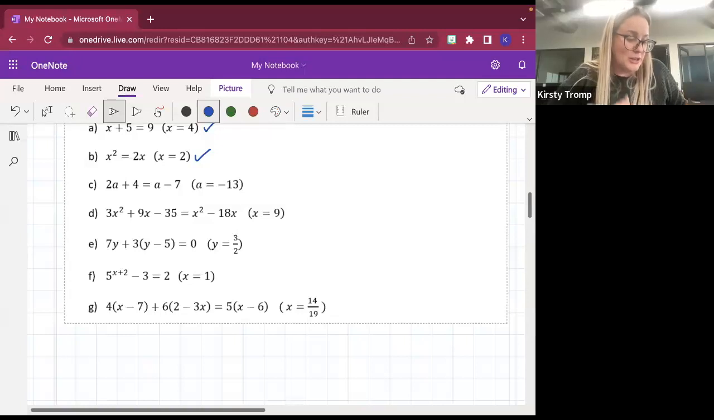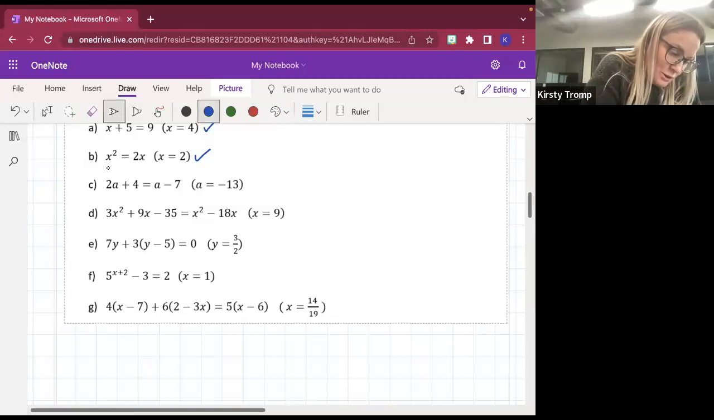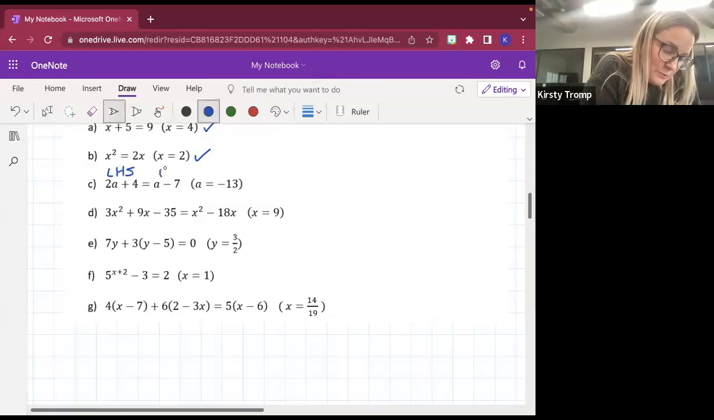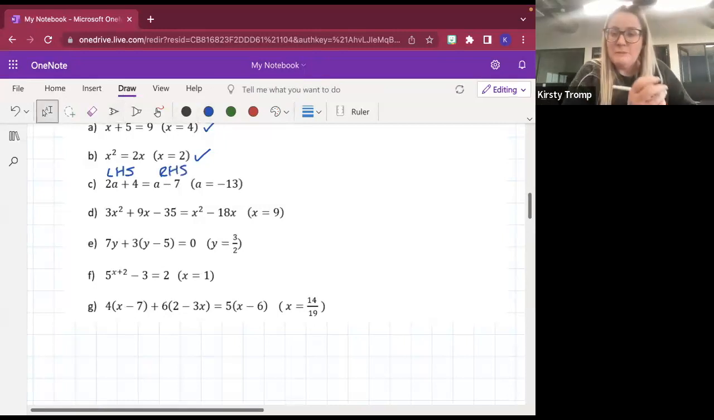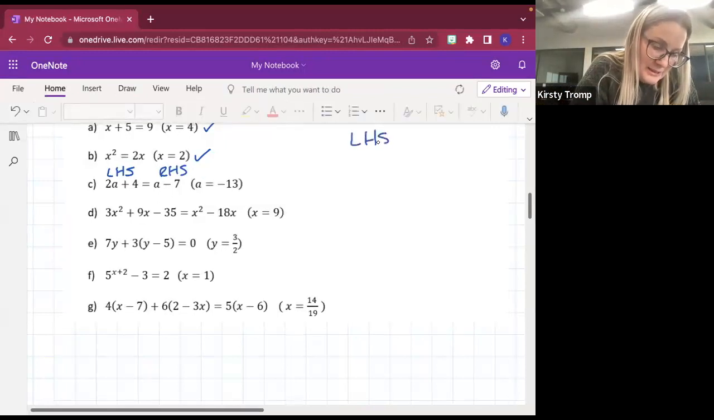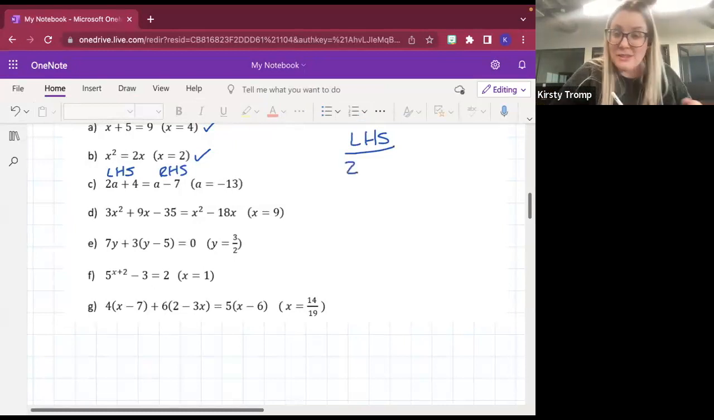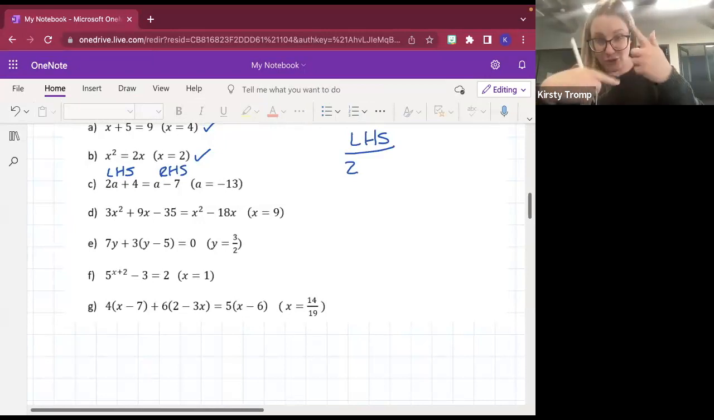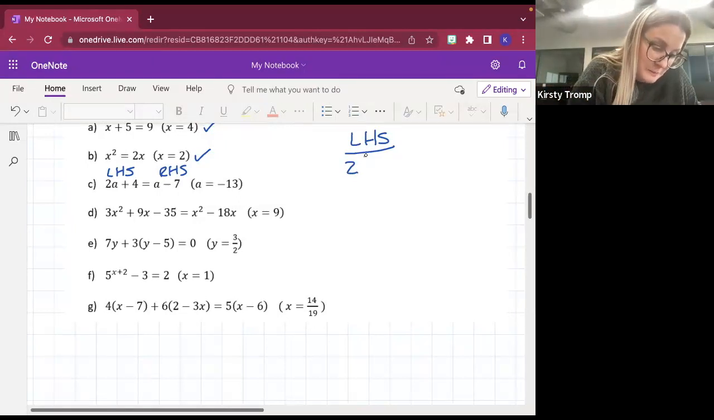All right, so in C, what are we looking at? We've got two sides of the sum. We've got a left-hand side, and we've got a right-hand side. So we're going to start with our left-hand side first. On my left-hand side, I've got 2A. Instead of seeing the A, what am I doing? I am substituting, exactly the same as in sport. Instead of seeing A, we're going to see brackets negative 13, plus 4.